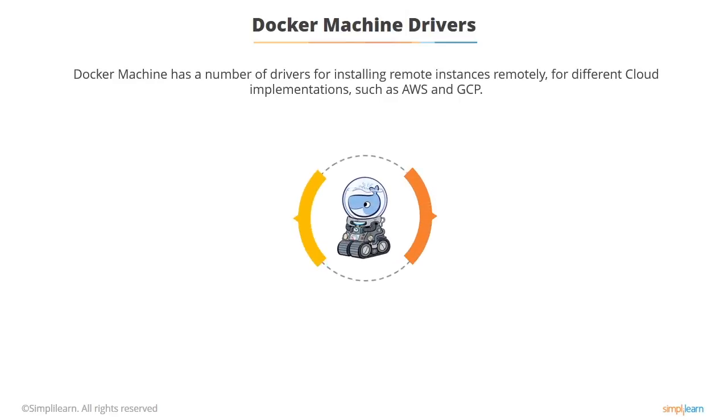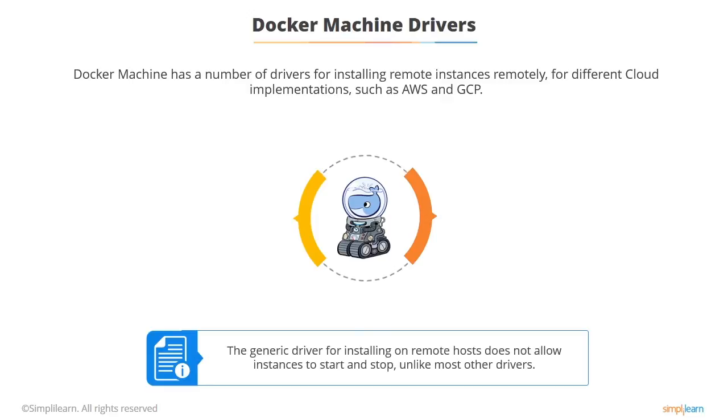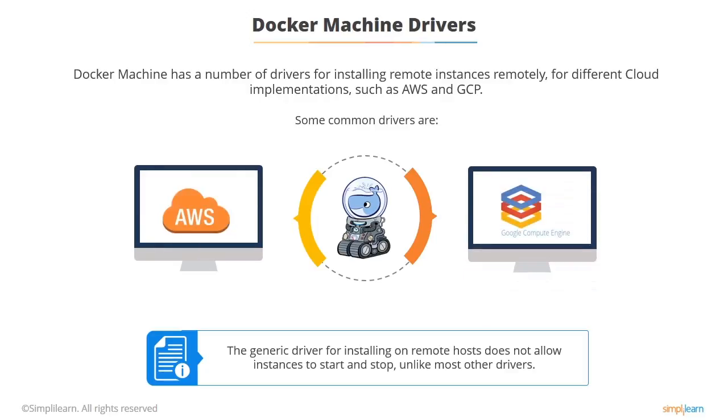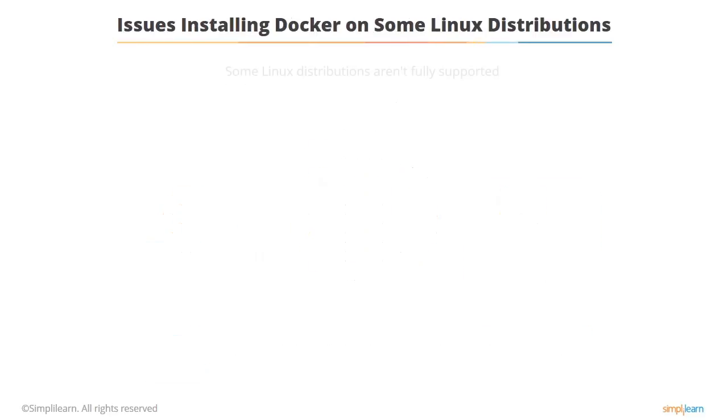Docker machine has a number of drivers. These are for installing remote instances remotely. There are different drivers for the different cloud implementations, such as AWS and GCP. There is a generic driver for installing on remote hosts. It does not allow instances to start and stop, unlike most other drivers. Some common drivers are those for the Amazon Web Service and for the Google Compute Engine.